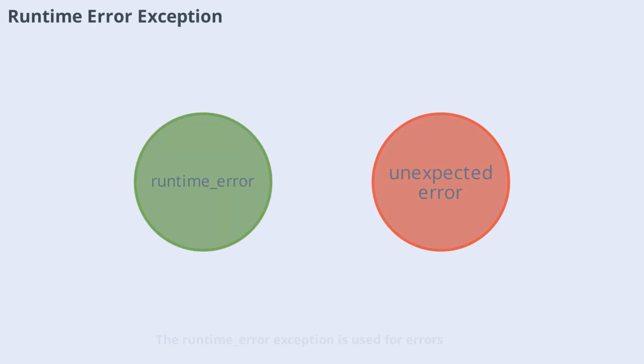The runtime_error exception is used for errors that cannot be detected by reading the code, such as hardware failures or unexpected runtime conditions. Catching runtime_error helps you handle these unpredictable situations and keep your program running smoothly.